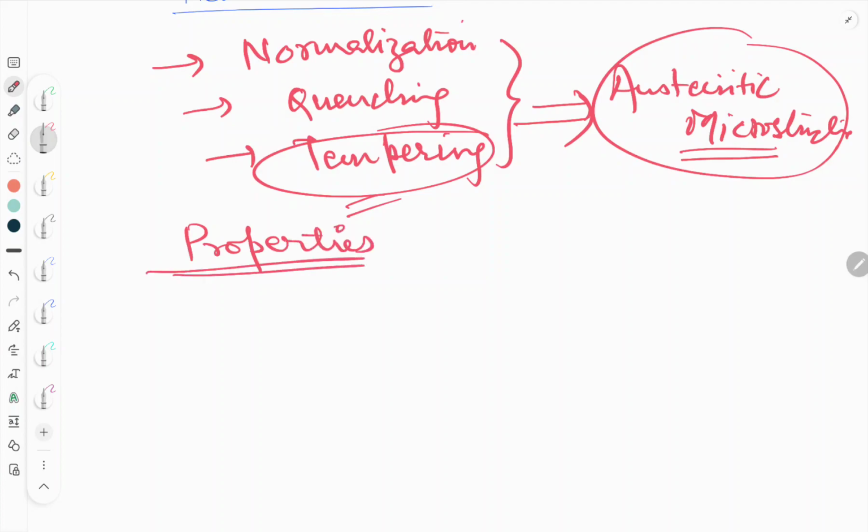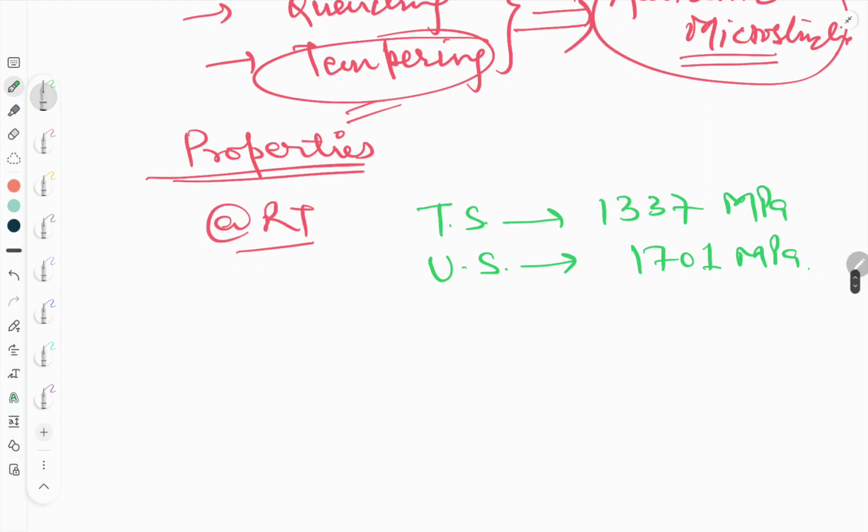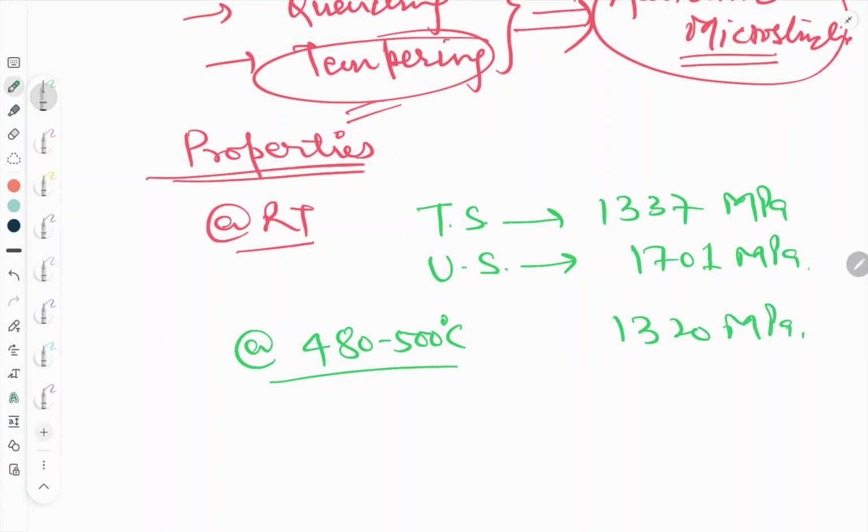Next I will talk about the properties of this special kind of steel. At room temperature, ES1, that is Eglin steel, shows a yield strength of around 1337 MPa, which is a very good value, and ultimate strength of around 1701 MPa. At a higher temperature, around 480 or 500 degrees centigrade, it shows 1320 MPa and ultimate strength of around 1487 MPa.